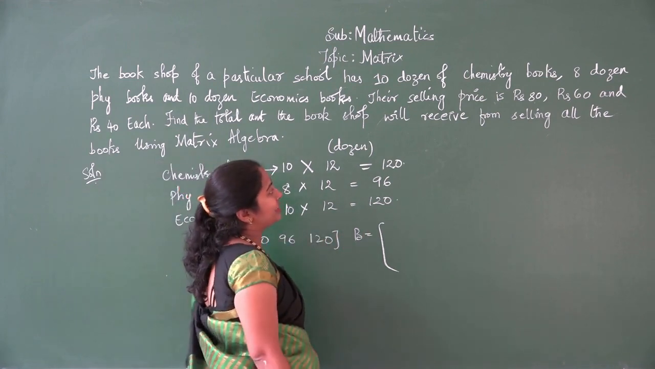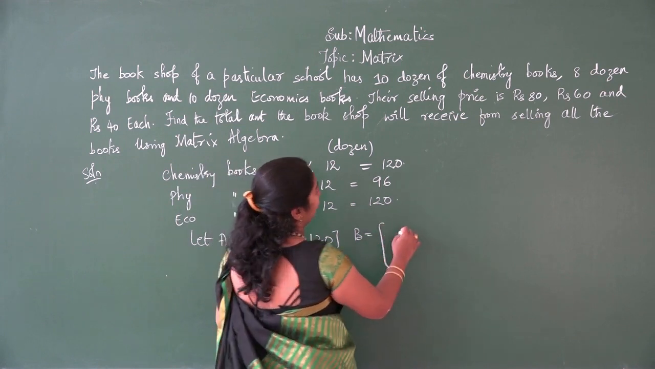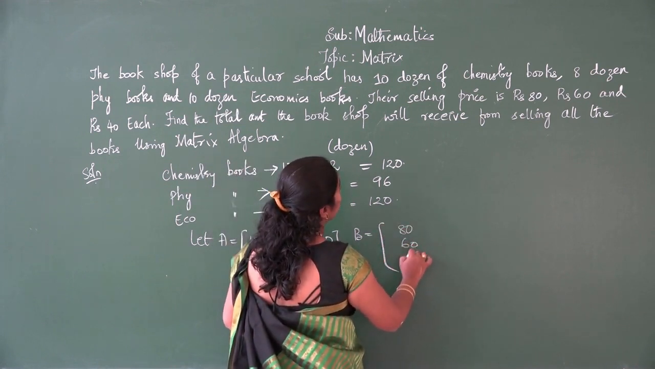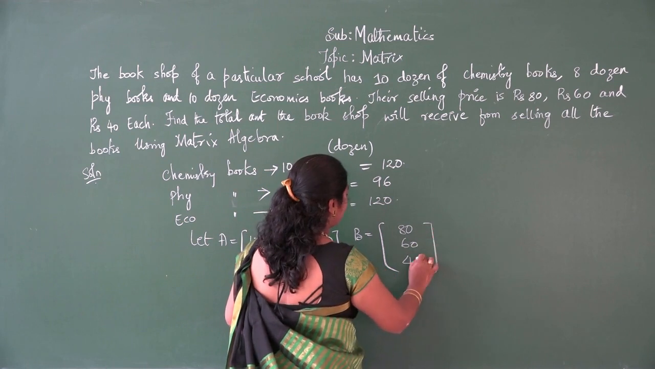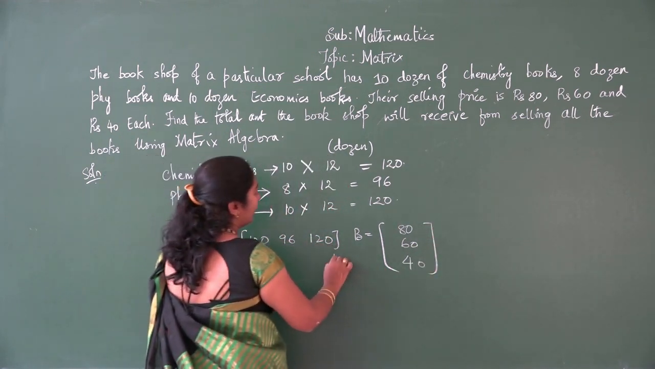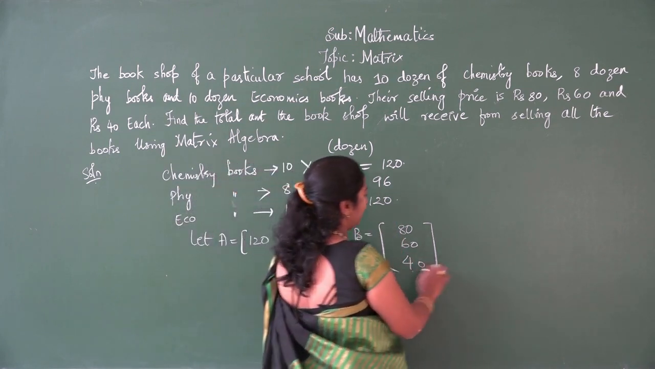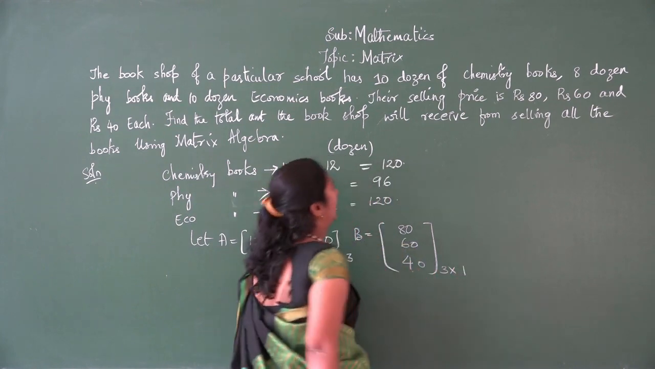And what is matrix B? That is the selling price. B, the matrix B, is nothing but their selling prices, that is 80, 60 and 40 respectively. What is the order of the first matrix? 1 row into 3 columns. What is the order of the second matrix B? 3 rows into 1 column.